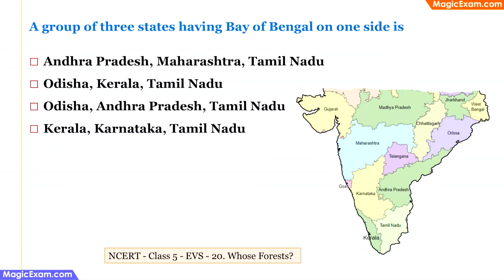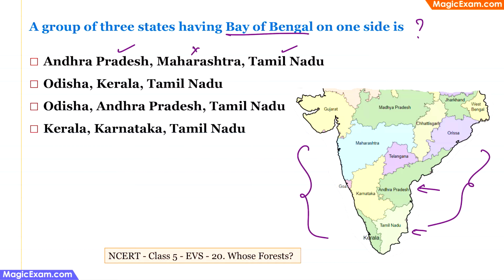A group of 3 states having Bay of Bengal on one side is what? Now, this is a very frequently asked question because almost every year there will be a question which will ask about the states bordering the Arabian Sea or states bordering the Bay of Bengal. Now, when you look at the answer choices, the first one says Andhra, Maharashtra and Tamil Nadu. While Andhra and Maharashtra are adjacent to the Bay of Bengal, Maharashtra is on the other side. It is towards the Arabian Sea. Therefore, this makes it an incorrect option.